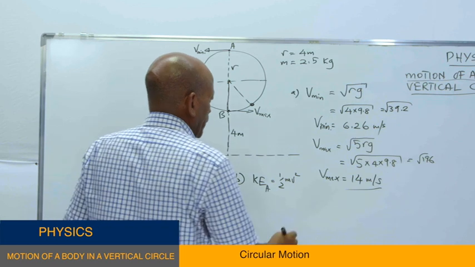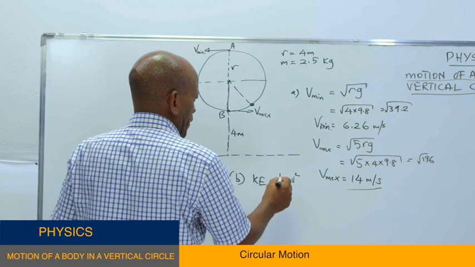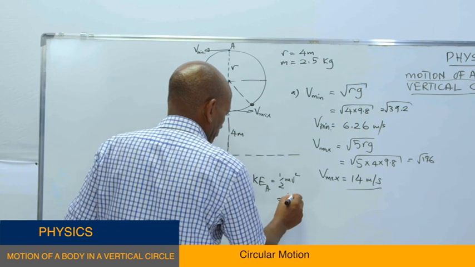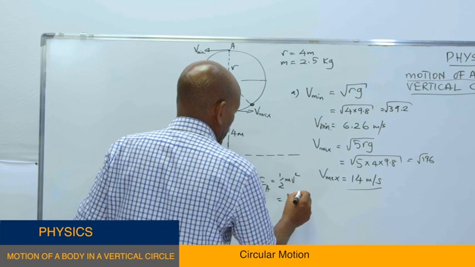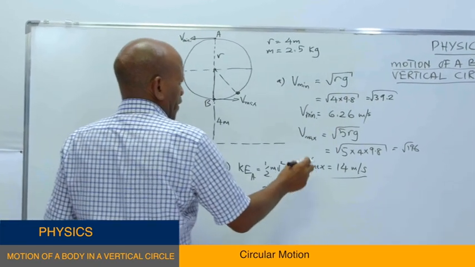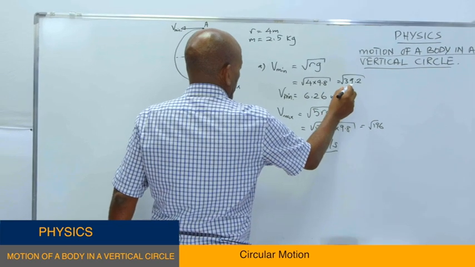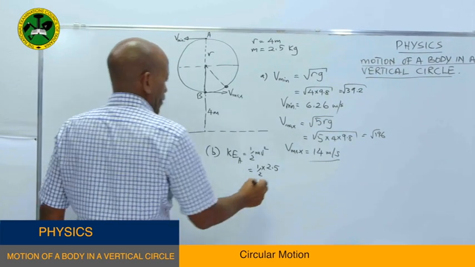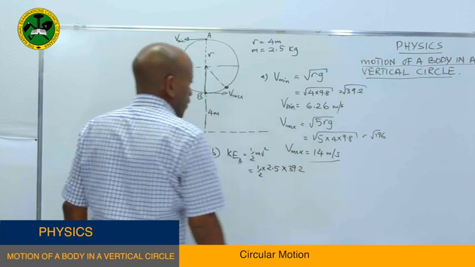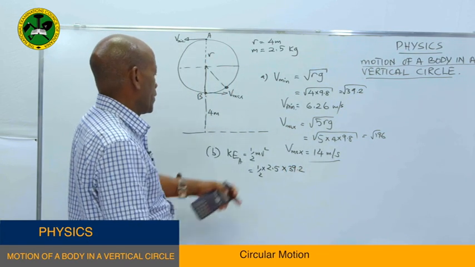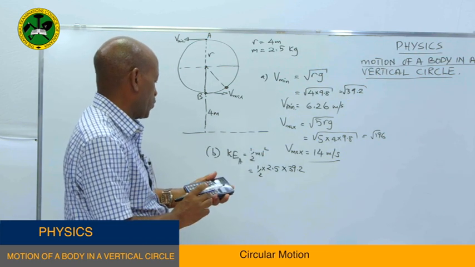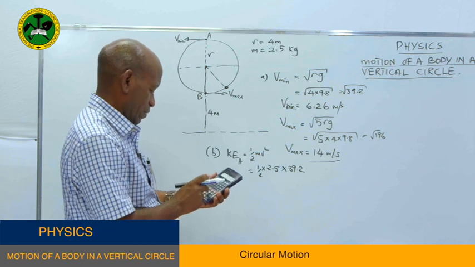We can substitute here a half times the mass, which is 2.5 kilogram, times the velocity squared from part A, which is 39.2. The velocity v squared is 39.2, and we can compute it to obtain this kinetic energy.